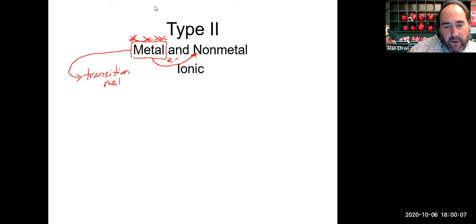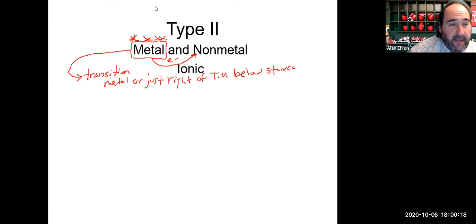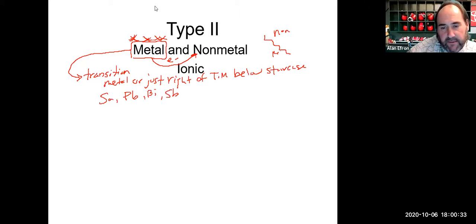Are just to the right of the transition metals on the periodic table, below the staircase. So these are guys like, for example, tin, lead, bismuth, antimony, and that sort of area. So kind of below that staircase where you have nonmetals above, but metals on the bottom. Although they're not technically transition metals, they are kind of named the same way.